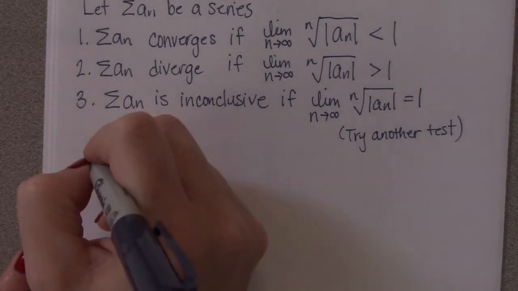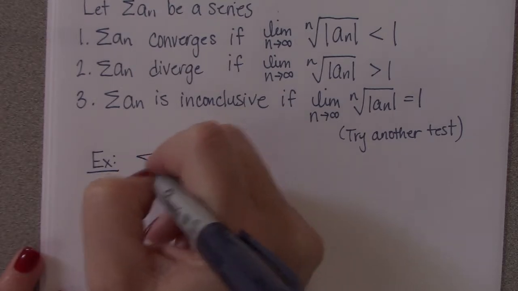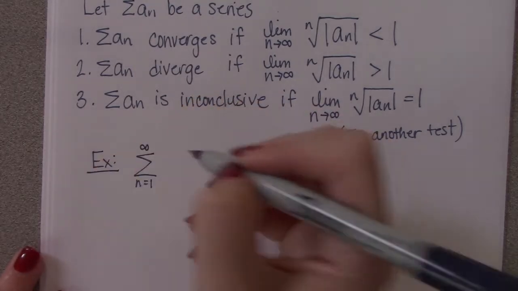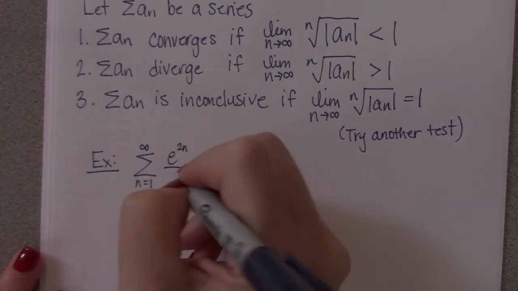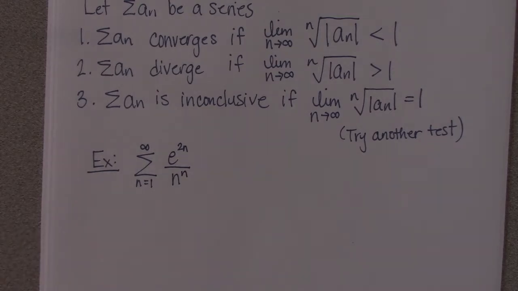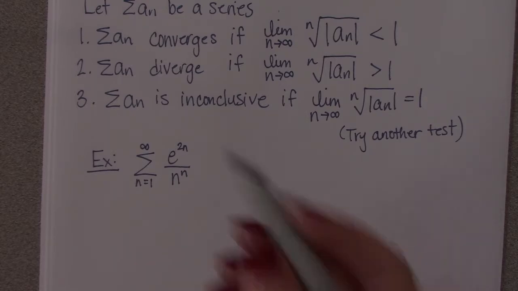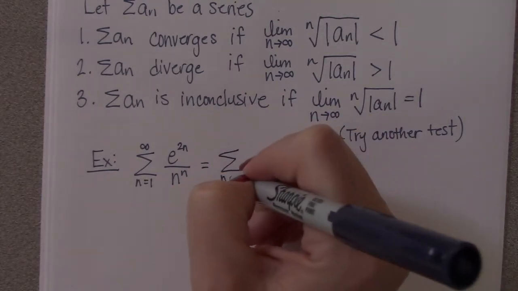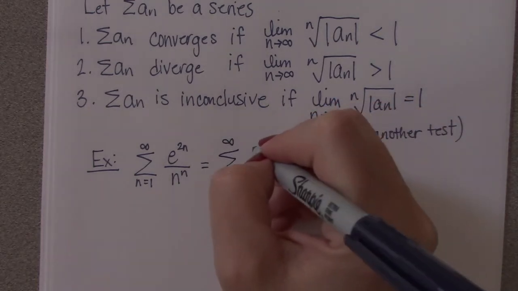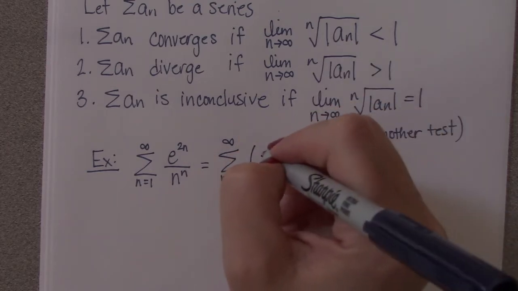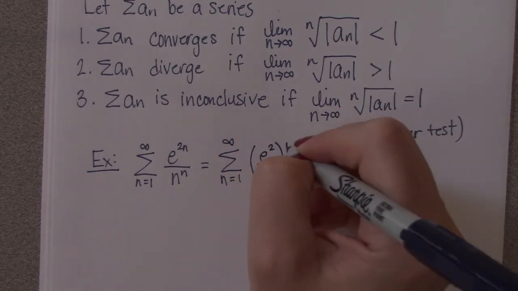So let's look at an example of how to perform this test. So here you see we have a bunch of components in our series all raised to the n. So what I want to do is rewrite this so that I've got just one single term raised all to the n. So we're going to separate the 2 from the n. So what we're going to have now is e squared over n, all raised to the n.